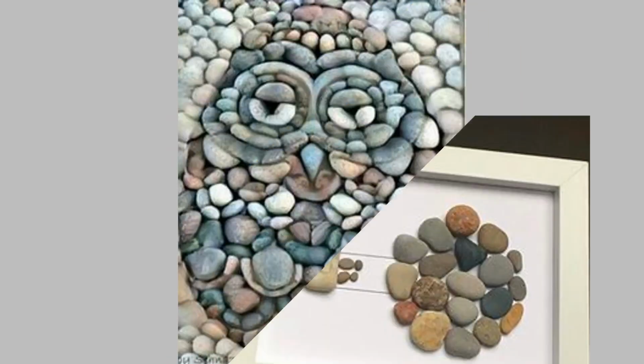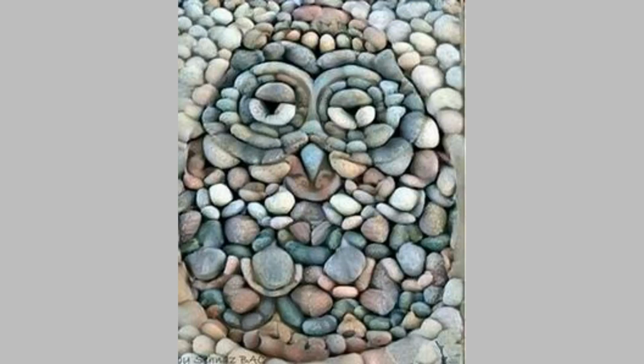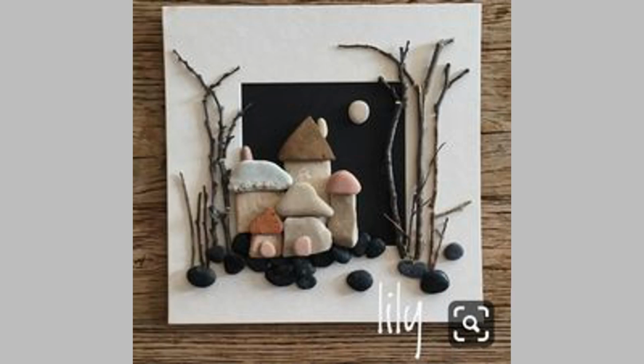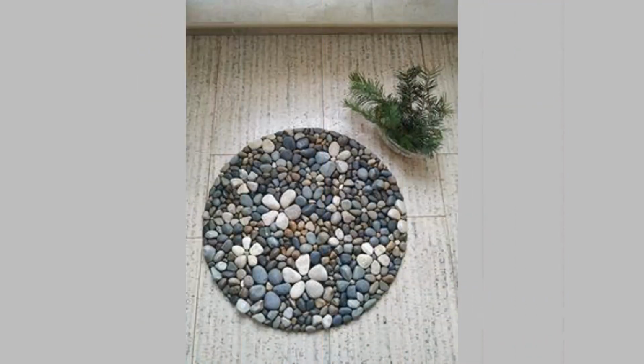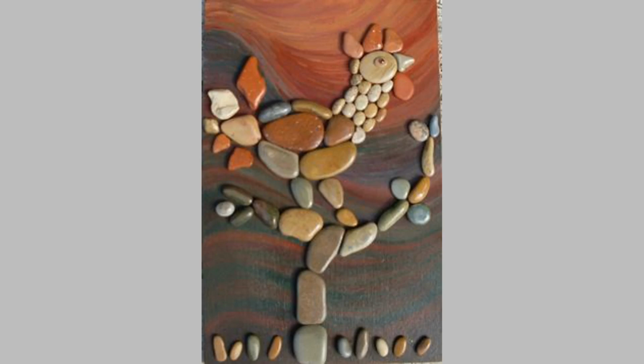Creative stone art is a form of art that involves using natural stones or rocks as the primary medium for creating sculptures, mosaics, and other artistic pieces. Artists who work with stone art often use a variety of techniques such as carving, stacking, and arranging stones to create intricate designs and patterns.